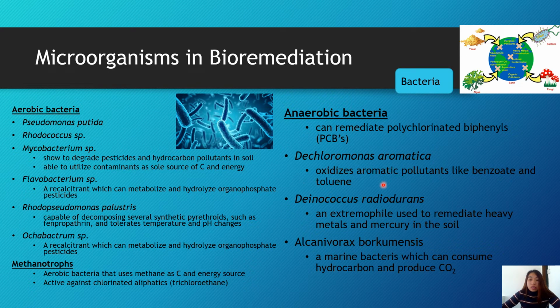Dechloromonas aromatica oxidizes aromatic pollutants like benzoate and toluene. Again, these are components of pesticides. Deinococcus radiodurans, an extremophile microorganism, is used to remediate heavy metals and mercury in the soil. Again, another microorganism that could thrive under extreme environments. Alcanivorax borkumensis is a marine bacteria which can consume hydrocarbon and produce carbon dioxide.